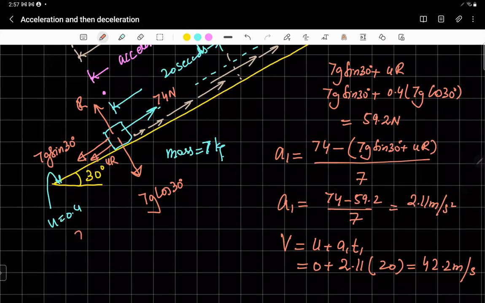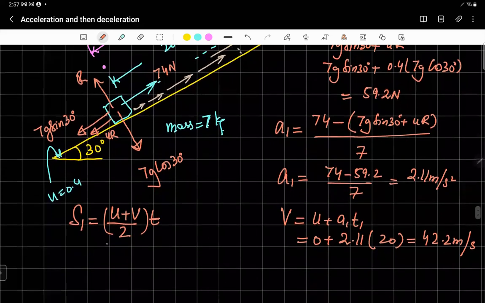And what is the distance traveled in this stage? You can use (U plus V) over 2 into time. 0 plus 42.2 over 2 and the time is 20. It's 422 meters.